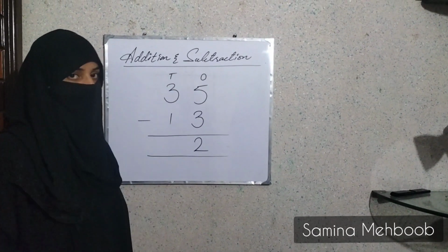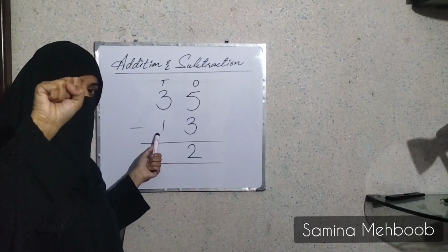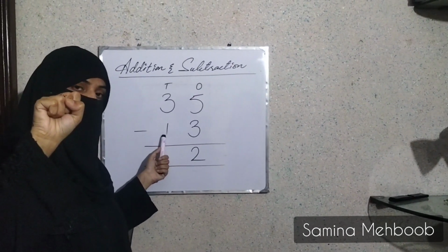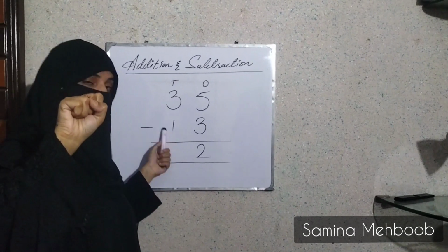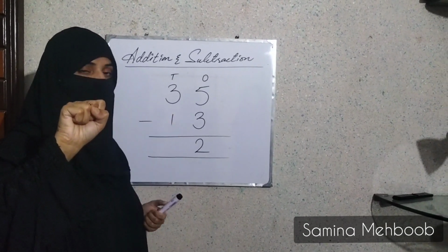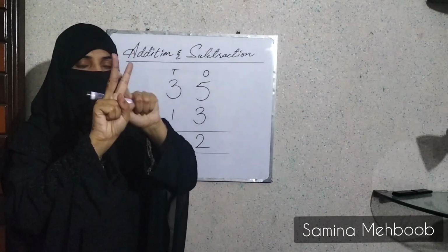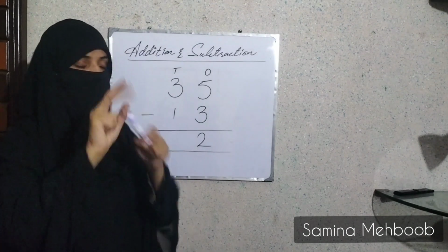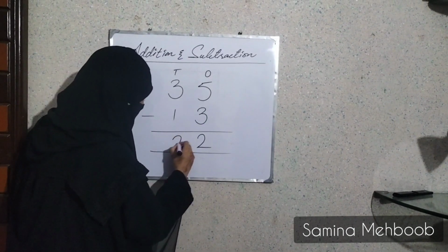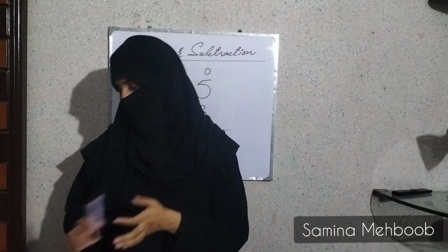Same here. Make a fist. What is the smaller number here? 1. Now start counting after 1 till the greater number. 1, 2, 3. What is the answer? 1, 2. Okay. Now the answer is 22. Yes, very good.